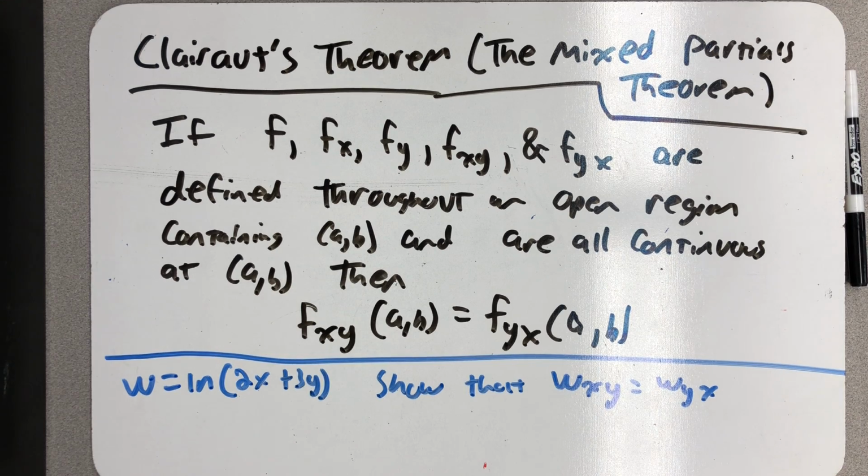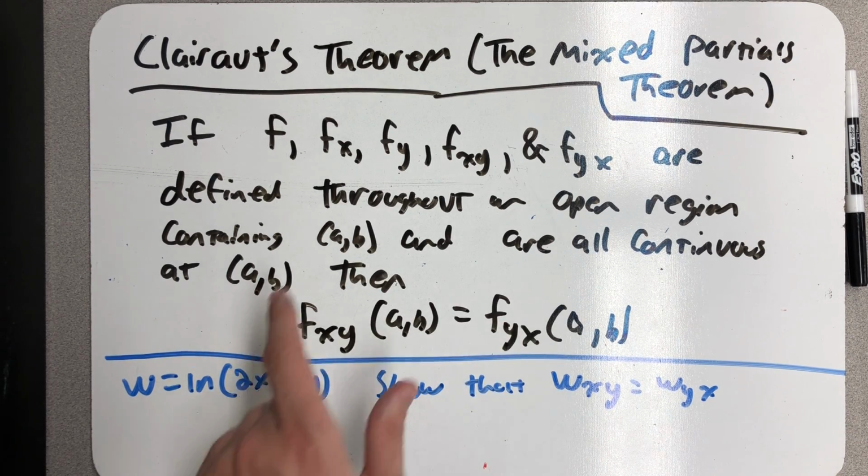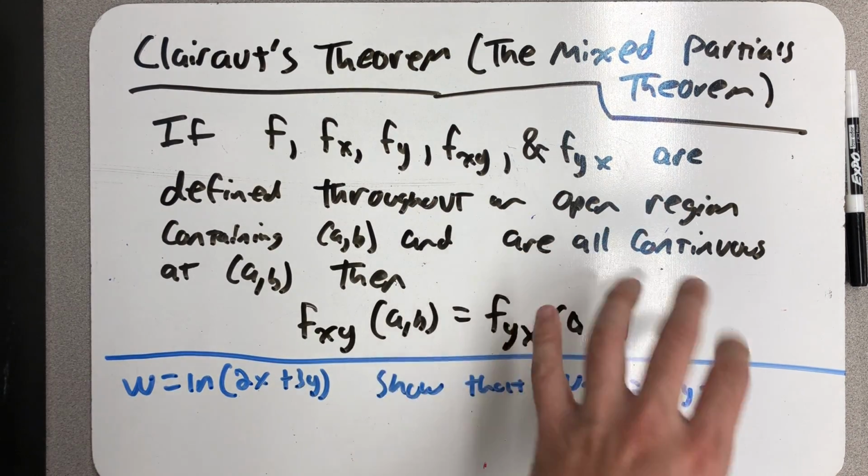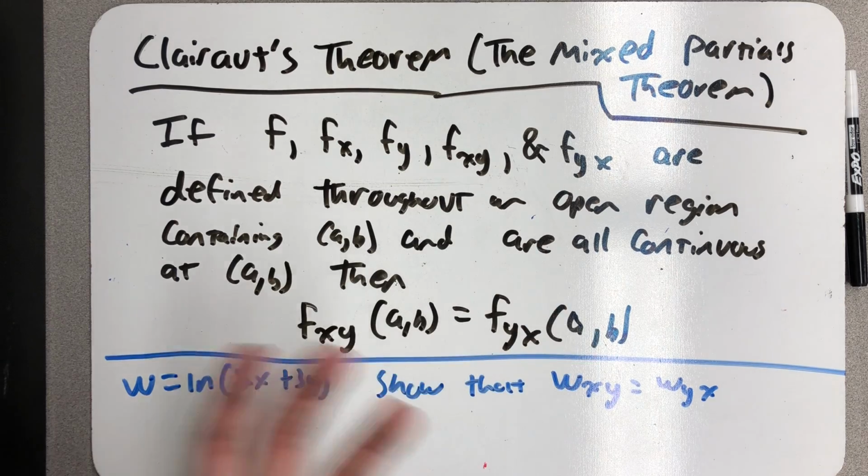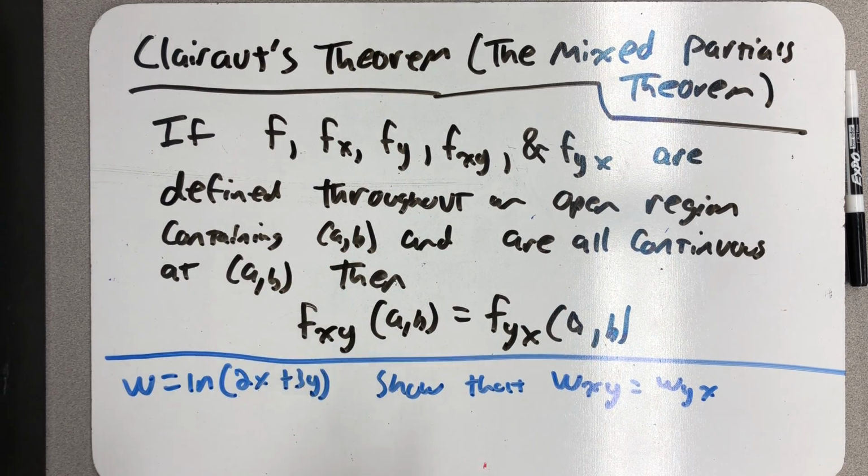That's a really cool fact, and it can actually speed up some calculations, because if we have mixed partials and we have continuity at a point and our functions and partials are defined throughout a region around that point, then we can swap the order. One order of finding a partial might be easier than another. Not in this example, but in some examples we might see down the road.